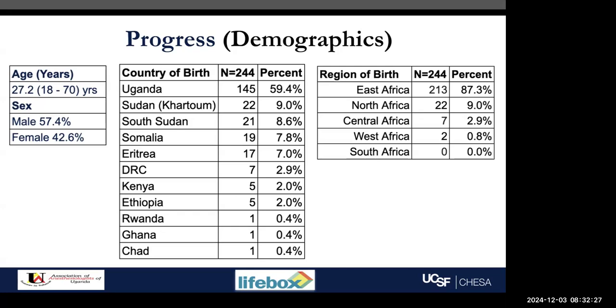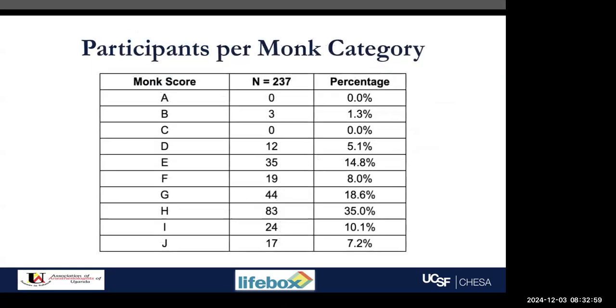And we try to put this together in different African regions. Predominantly, the East African region is represented at 87.3%, North Africa at 9%, Central Africa at 2.9%, West Africa 0.8%, and South Africa not yet recruited people from those South African countries. But we are in the process of also getting them on board to screen them, assess them using these devices. Next slide, please.